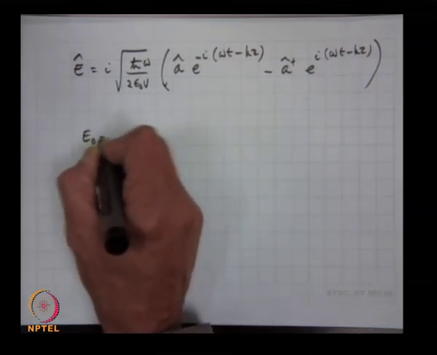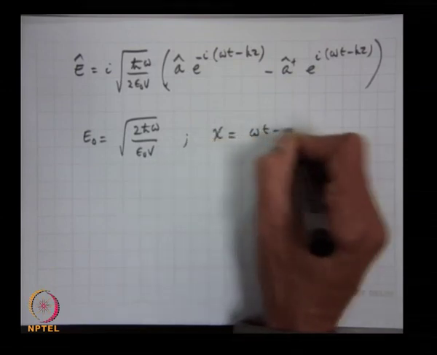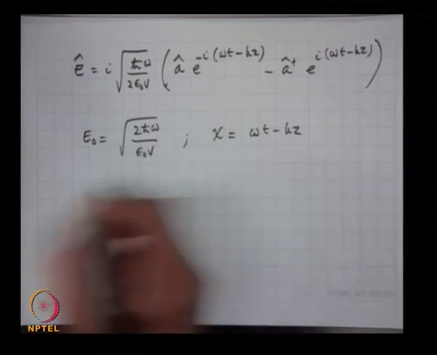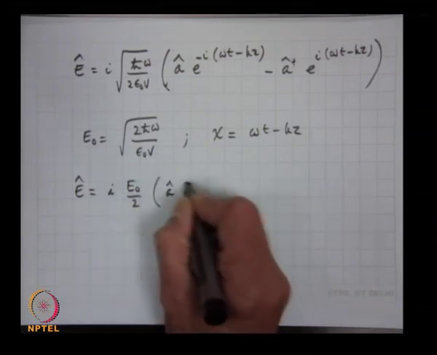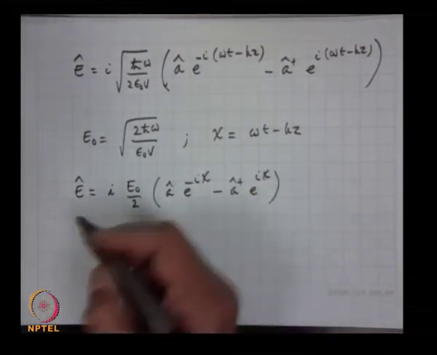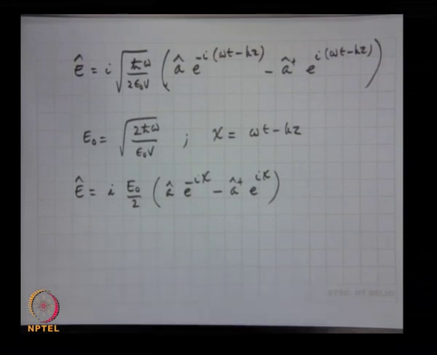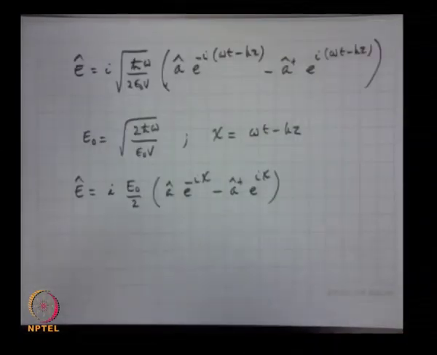Now let me define two quantities, E naught, which is 2 h cross omega by epsilon 0 v, and chi, which is omega t minus kz. So in terms of these two expressions, the electric field operator becomes i times E naught by 2 into a exponential minus i chi minus a dagger exponential i chi. Please note that this electric field is a time dependent operator. We are using the Heisenberg picture in which the electric field operator is time dependent and the state is time independent. You can do the same calculations in the Schrodinger picture and all expectation values will have exactly the same values. So this is the electric field operator.